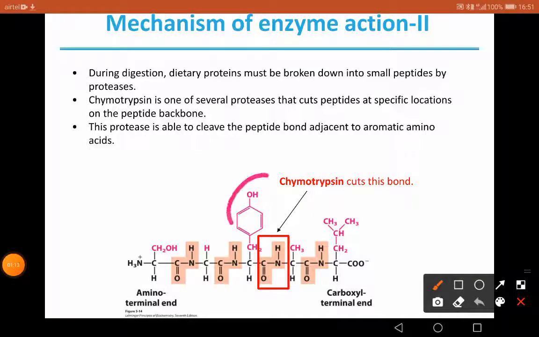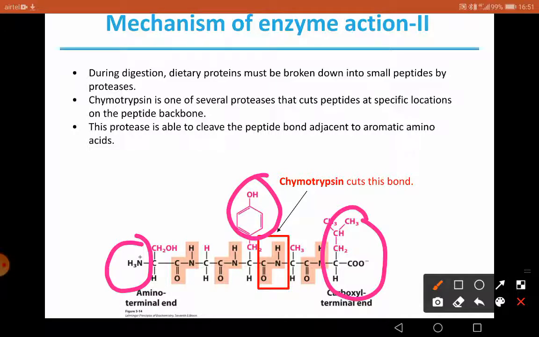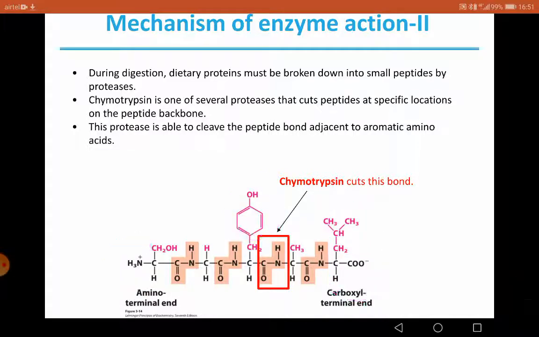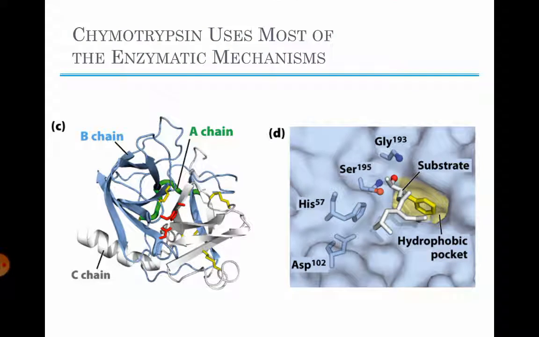So this is an aromatic amino acid, and this is our C double bond O, NH, which is a peptide bond. Chymotrypsin acts at the peptide bond near the aromatic residues. This is our amino terminal, this is our carboxyl terminal, and this is our peptide bond. Chymotrypsin uses most of the enzymatic mechanisms. So this is the A chain, B chain, and C chain of the enzyme, and these are the residues.